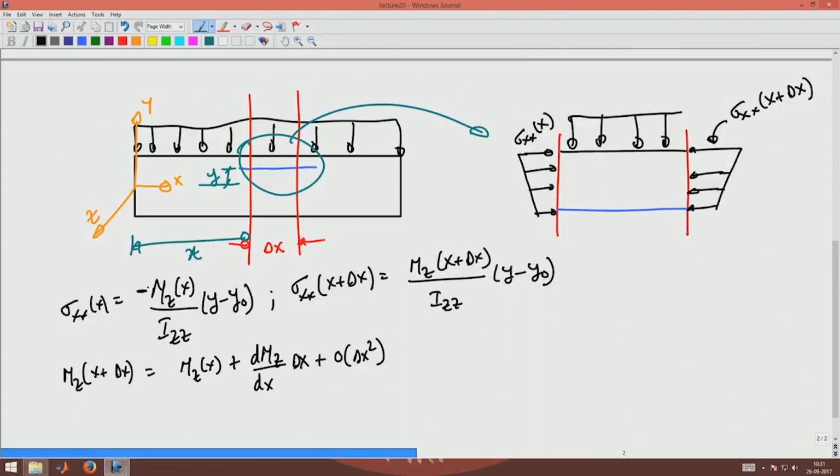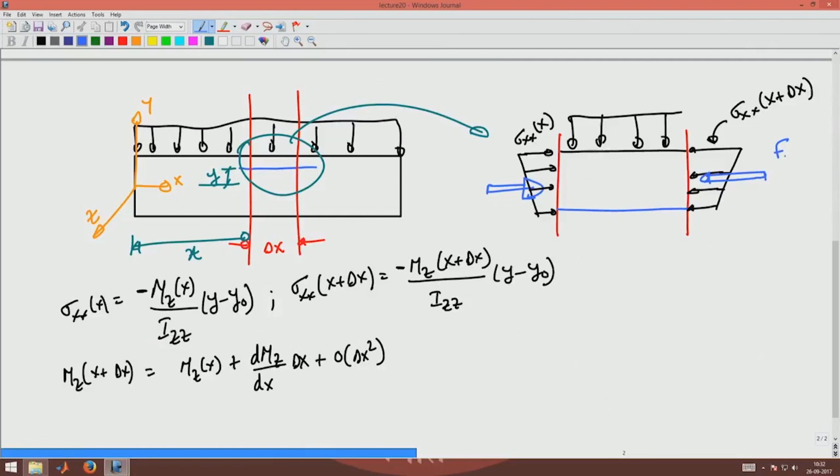Okay. I left out a negative sign here and a negative sign here. Okay. So, that is coming from the bending equation: sigma xx at x is minus Mz by Izz into y minus y naught, and here it is Mz at x plus delta x by Izz into y minus y naught. Now, what I want to find next is the net compressive force acting on this face. That is, I want to find the net compressive force on this face and this face.